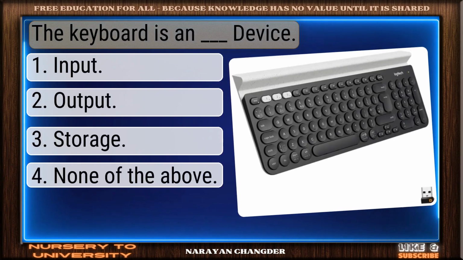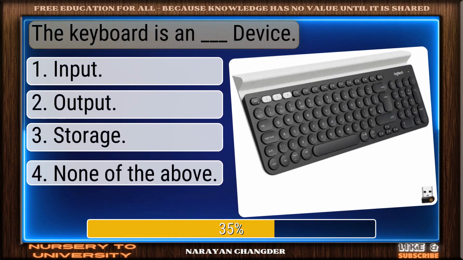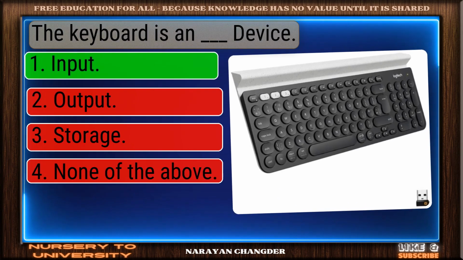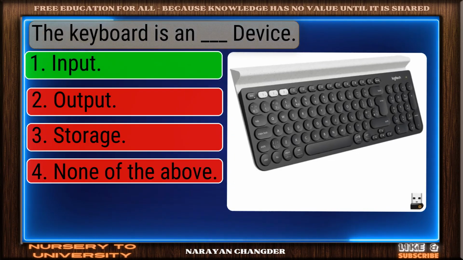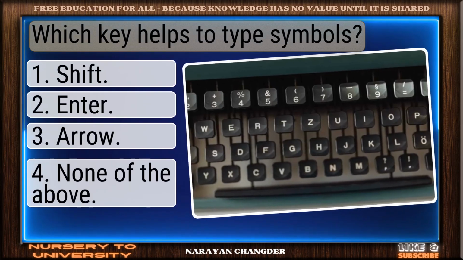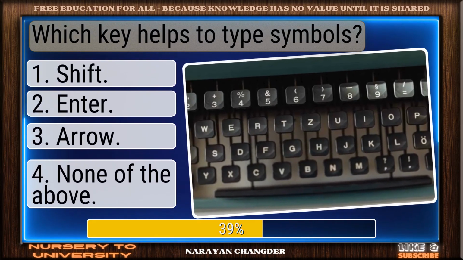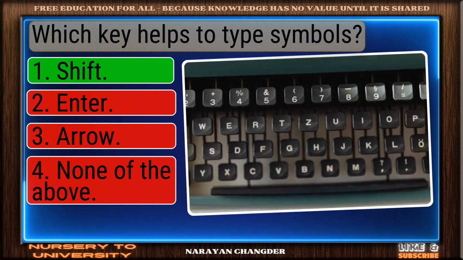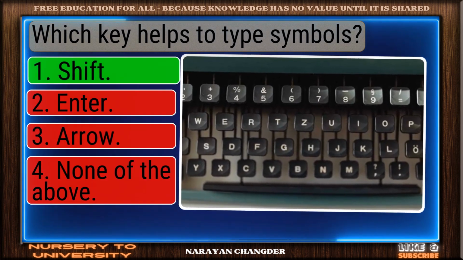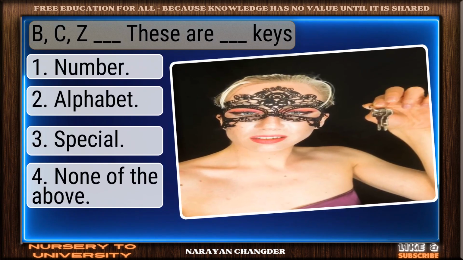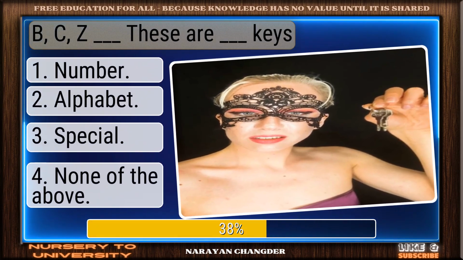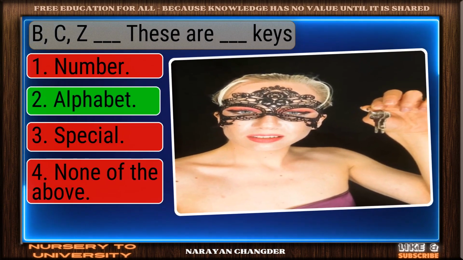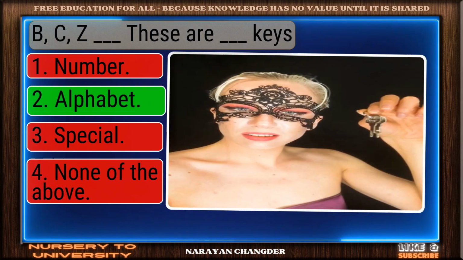The keyboard is a dash device. Perfect. Input is the correct choice. Which key helps to type symbols? Well picked. Shift is the correct answer. B, C, Z dash, these are dash keys. Bravo. Alphabet is the answer.